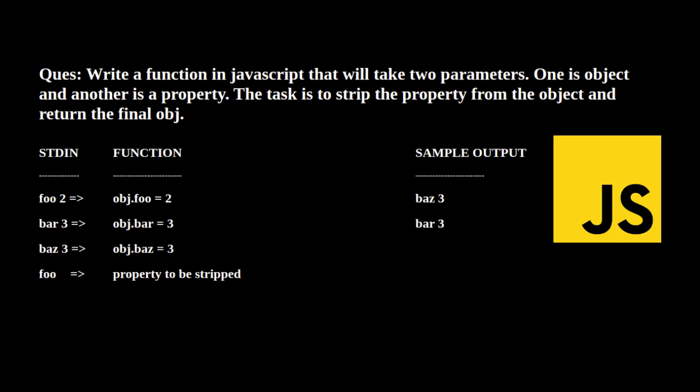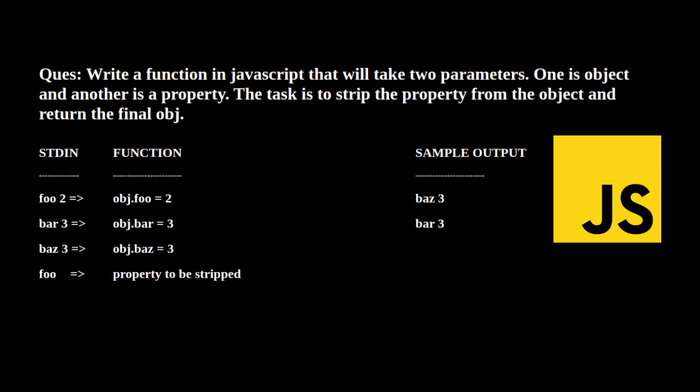Okay, now let's see the question. The question says, write a function in JavaScript that will take two parameters. One is an object and another is a property. So our task is to strip the property from the object and return the final object.